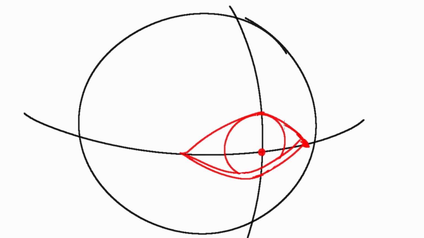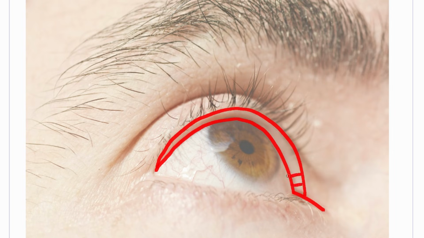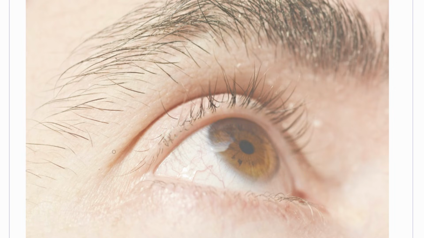And the eyelid also has thickness, and you can see it much more clearly in this picture. And you can also see that the eyelid is wrapping around the eyeball.